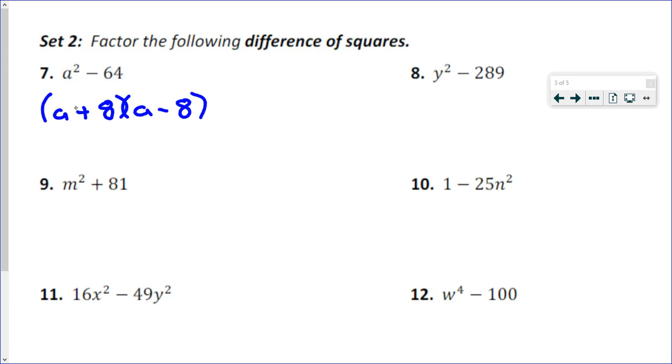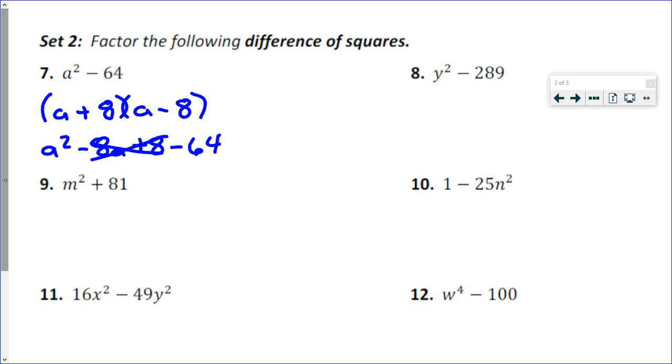And remember, you can check your answer by using FOIL. So remember, FOIL would be first. So I do a times a is a squared. Outside, that would be minus 8a. Inside would be plus 8a. And last, so FOIL, first, outer, inner, last, would be minus 64. These would cancel out, and you'd be left with what you started with. So remember, on all these problems, you can check your answers.